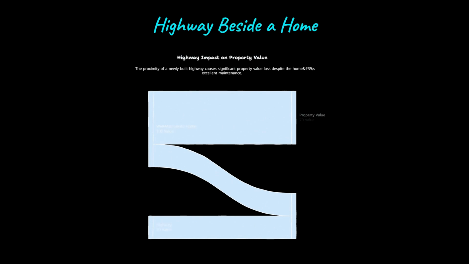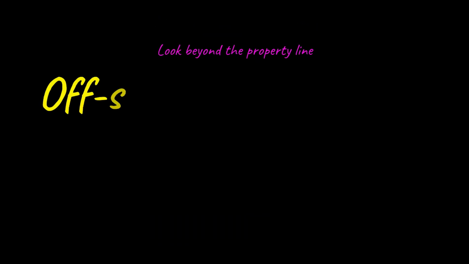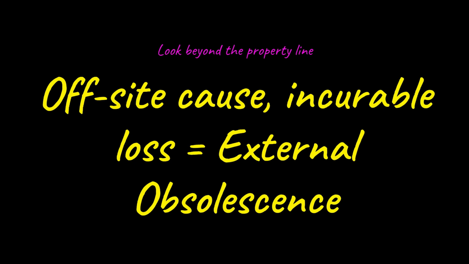Picture a well-kept home in a pleasant neighborhood. The roof is sound and the floor plan works fine. Yet its value drops once a noisy highway is built alongside it. The house didn't change, but the surrounding area did. Whenever a stem describes a sound, well-kept property losing value because of something beyond its boundaries that the owner cannot change, the answer is external obsolescence.